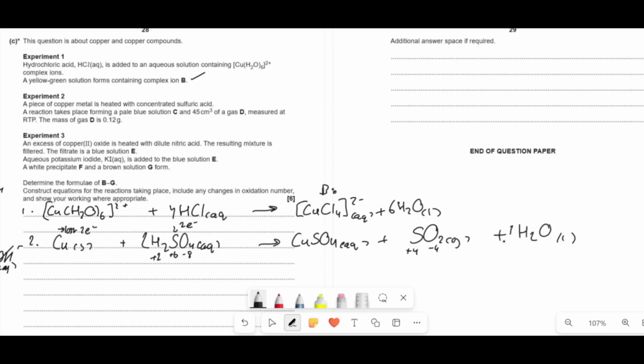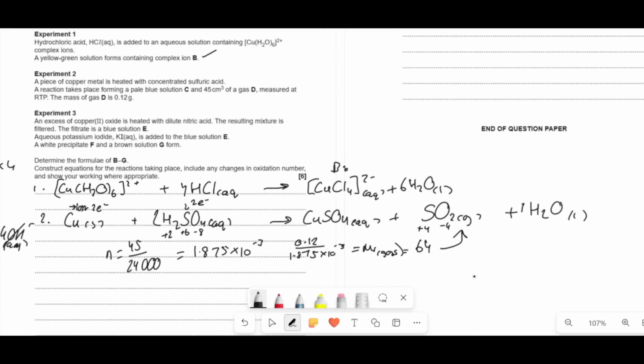But as well as that, they've told us that this is happening at room temperature as well. So the other alternative is you could do the moles equals the volume of the gas over 24,000 or 24 decimeters cubed, which gives us the moles of the gas that we've made. The moles of the gas that we must have made is 1.875 times 10 to the -3, and they've told you that the mass of this gas is 0.12. So if we did 0.12 divided by its moles, 1.875 times 10 to the -3, we would get the Mr of the gas. So you do this to confirm it as well. And if we do that, we get an Mr of 64, which actually adds up to SO2 as well. So that has to be your gas. So that's what you could do as well, the alternative way.